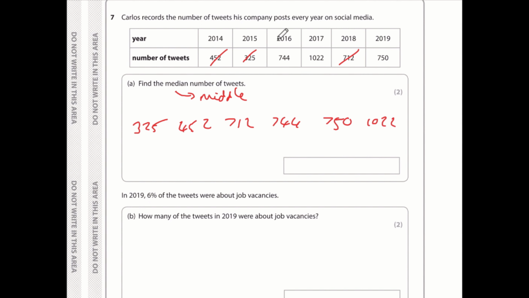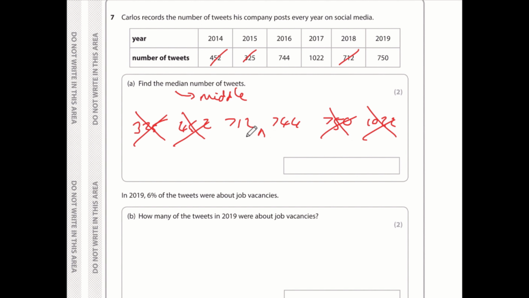Now we have 1, 2, 3, 4, 5, 6 values. When you've got an even number of values, we're not going to get 1 in the middle, we're going to get 2 in the middle. So what I would do now is cross one off the left and the right, repeat that process until we get 1 or 2 in the middle. Here we've got 2 in the middle. So the median is exactly halfway between 712 and 744.